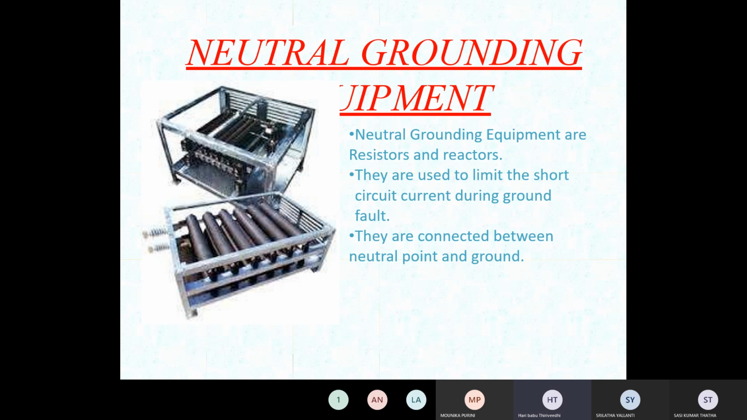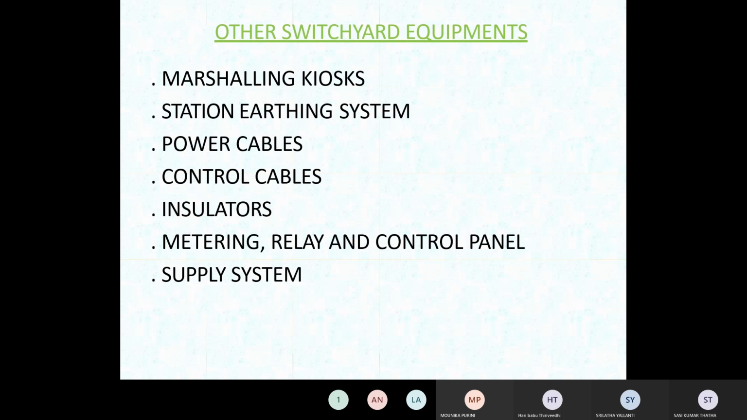Now neutral grounding. Neutral grounding equipment are mainly resistors and reactors. They are used to limit the short circuit current. The neutral grounding point is the connection between neutral and ground. Other equipments are marshalling kiosks, station earthing system, power cables, control cables, insulators, metering and relay and control panel, supply system.